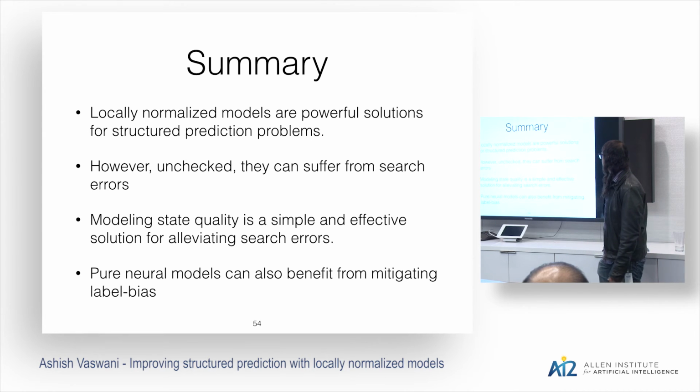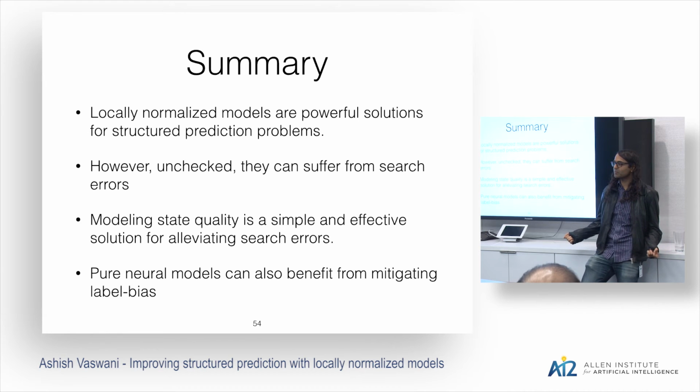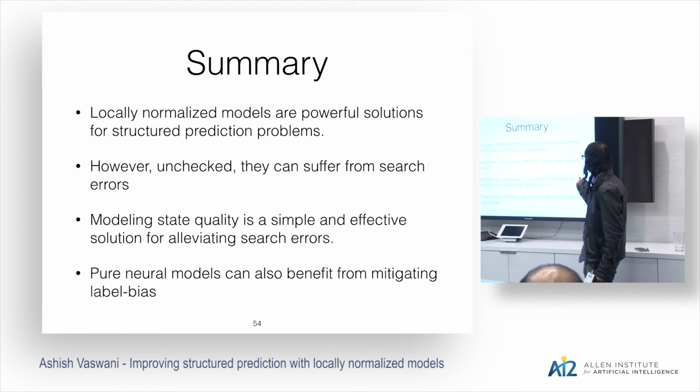So to summarize, locally normalized models are kind of back. They're back because earlier, we were using these maximum entropy models, so your local classifiers were maximum entropy models. Now we have these powerful mechanisms to model very expressive states. For example, LSTMs could potentially crunch a lot of information in the past and create a new state. Neural networks can take a whole number of features and produce state representations, but they can suffer from search errors. And modeling state quality is a simple and effective solution.